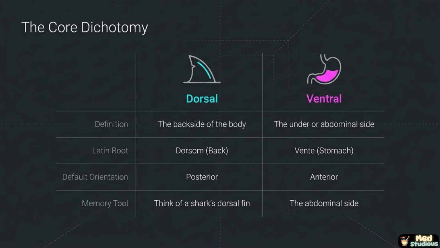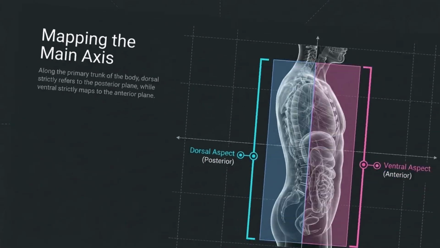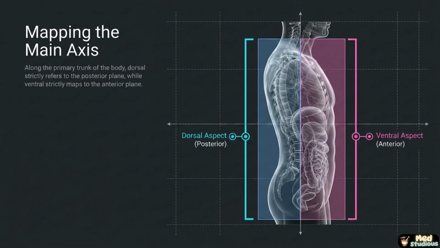In most regions of the human body, dorsal and posterior are interchangeable, and ventral and anterior are interchangeable. This pairing is the foundation you will use in almost every anatomy course, clinical description, and imaging report you encounter throughout your medical career. When we apply dorsal and ventral to the main trunk of the human body, the torso, the rules are beautifully straightforward.